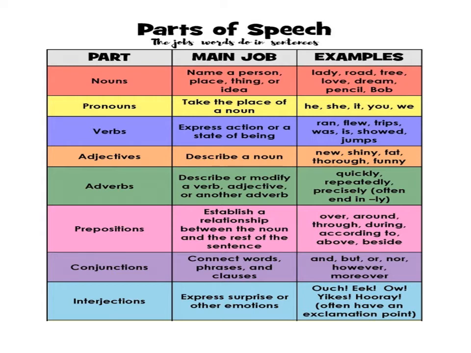Parts of speech basically tells you what job a word does in a sentence. And how many parts of speech are there in English? Yes, there are 8 parts of speech in English. So let us go through the same. The first one is noun. Nouns are also called naming words because they name a person, place, animal, thing, or idea, etc. Examples of some nouns are lady, road, tree, love, dream, pencil, Bob.